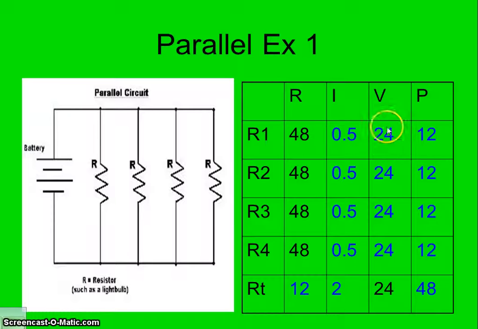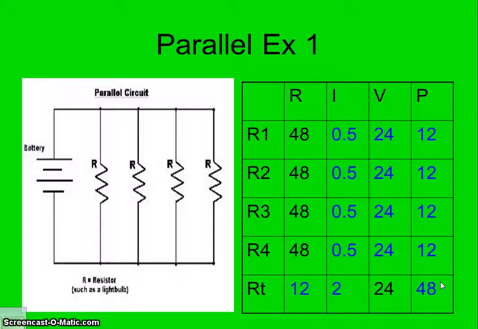You had 24. 24 divided by 48 is going to be 0.5. And since they're all identical, they're all going to be 0.5. Now you're checking. You have 0.5 times 24. Remember, I times V will give you P. So 0.5 times 24 gives you 12. If you take 12 plus 12 plus 12 plus 12, it gives you 48. And then 2 times 24 will give you 48.